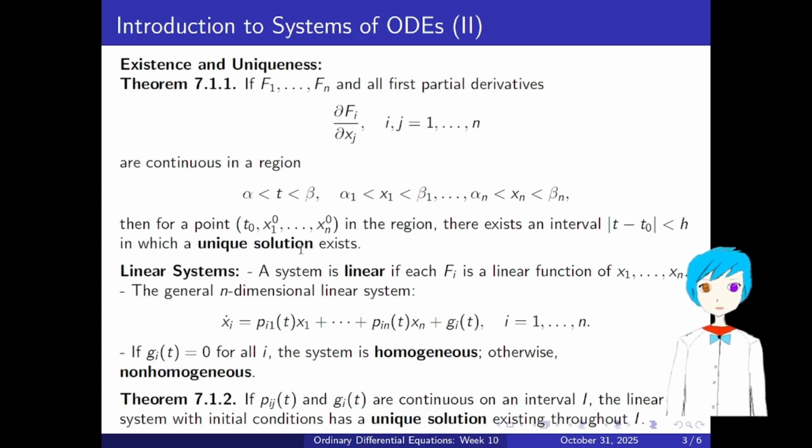A very special case is a linear system. For a linear system, the right-hand side is a linear function of x. If each pij is continuous, then the system has a unique solution. If all those gi are 0, then the system is called homogeneous. Otherwise, it's called non-homogeneous. If both pij and gi are continuous, then it has a unique solution.